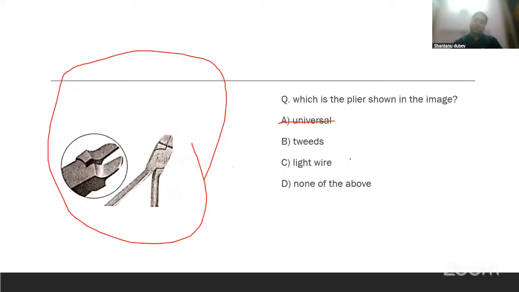For this, we have no logic for you to remember. It's just image-based. You have to remember this is a tweeds plier. Tweeds was a technique which came after edgewise, and it was a very, very important philosophy. So you used to use pliers for the wire bending. So these are those pliers, tweeds pliers. Okay, the answer is tweeds.